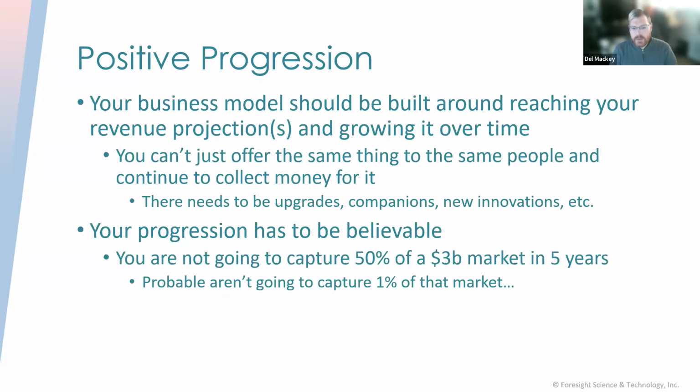So just a real quick wrap up on that revenue generation. You always, again, need to think about that positive progression. Your business model should be built around reaching goals and growing it over time. Again, you can't just offer the same exact thing to people and get them to buy it time over time over time again. There has to be those differentiations from it. There has to be those upgrades, companions, new innovations, everything like that. But it has to be believable. That's a really big thing that actually comes about.